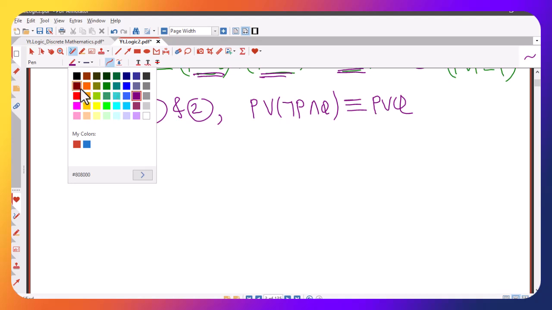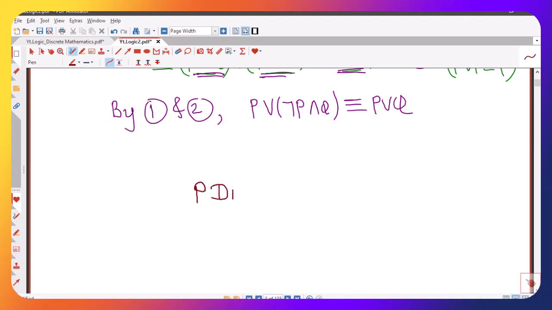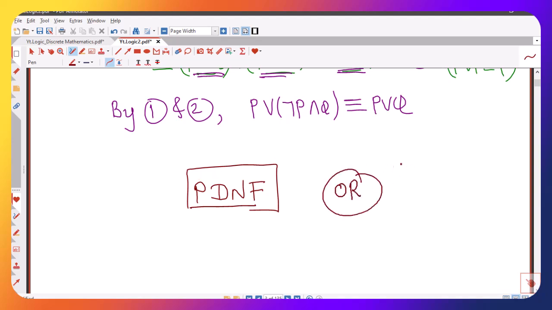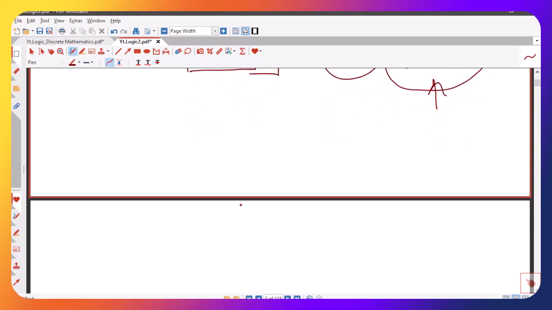You can first find out the principal disjunctive normal form of two formulas, and if you find that the PDNF is same for both the formulas, then the given formulas are logically equivalent. And if you wish, you can find out the principal conjunctive normal form of two formulas, and if they are same, then you can say that two formulas are logically equivalent. So in this lecture we have understood how we can prove that two formulas are logically equivalent using either principal disjunctive normal form or principal conjunctive normal form.